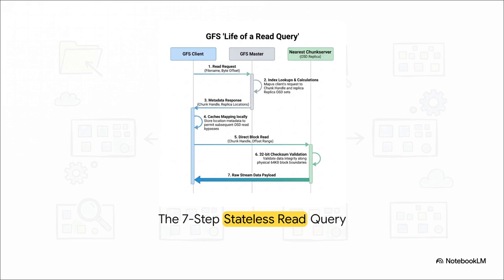The client then caches this mapping metadata locally. And honestly, this is huge. It means all subsequent disk seeks within that 64 megabyte boundary can fetch raw byte payloads directly from the nearest chunk server. The master is completely out of the loop at that point. Before the chunk server actually returns the data, it runs a quick checksum validation, which we are going to look at next, and then just streams the raw payloads straight back to the client.